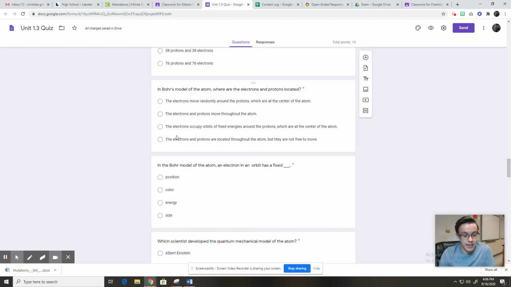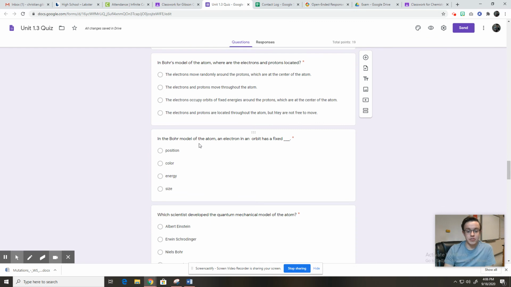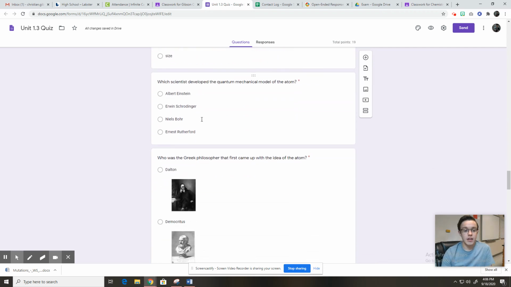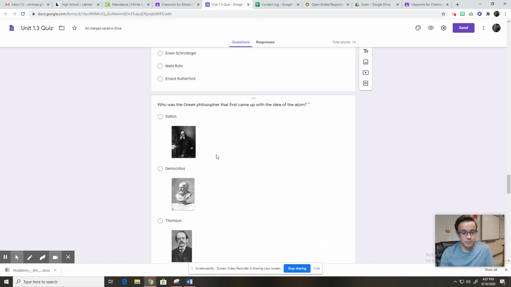Next question. In the Bohr model of the atom, an electron in an orbit has a fixed blank. Does it have a fixed position, color, energy, or size? Next question. Which scientist developed the quantum mechanical model of the atom? A, Albert Einstein, B, Erwin Schrödinger, C, Niels Bohr, or D, Ernest Rutherford?